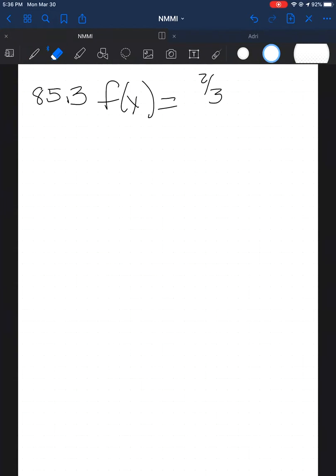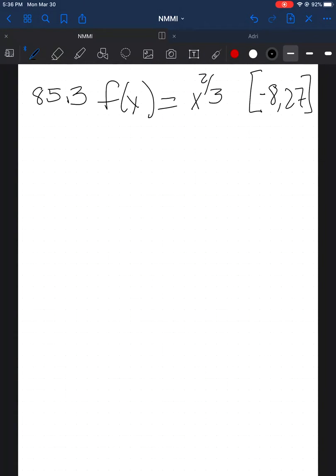Okay, so now we're on 85.3, and we're supposed to demonstrate an understanding of the mean value theorem by applying it to the function f of x equals x to the 2/3 on the closed interval from -8 to 27.